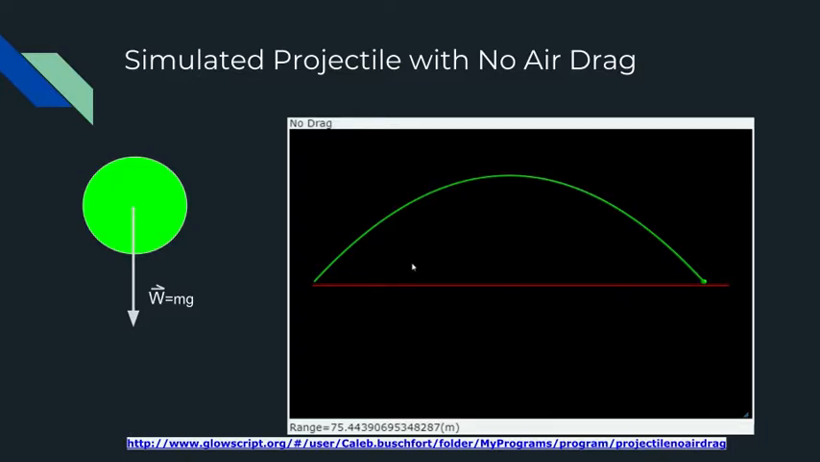and so this is our simulated projectile with no air drag. Over on the left-hand side, you'll see our free body diagram, and the only force acting upon it is its weight. On the right-hand side, you'll see the graph of its flight. It is fairly uniform and symmetrical due to the constant forces on it. There's no changing forces on it, so the graph is very uniform.